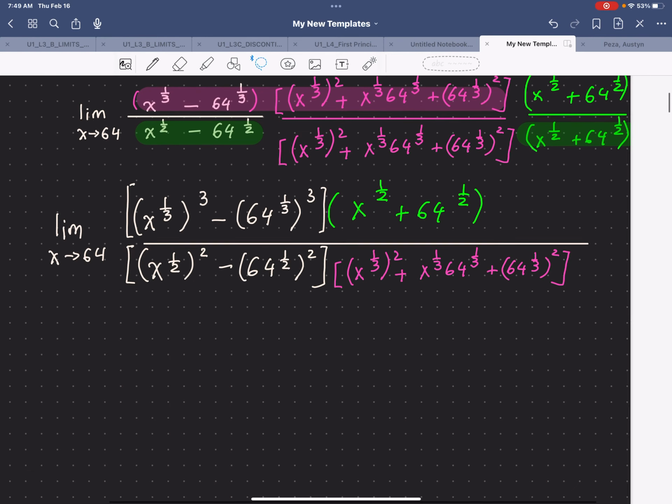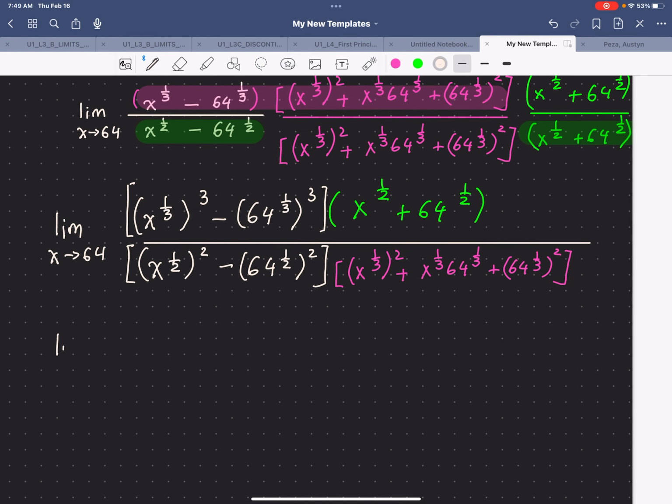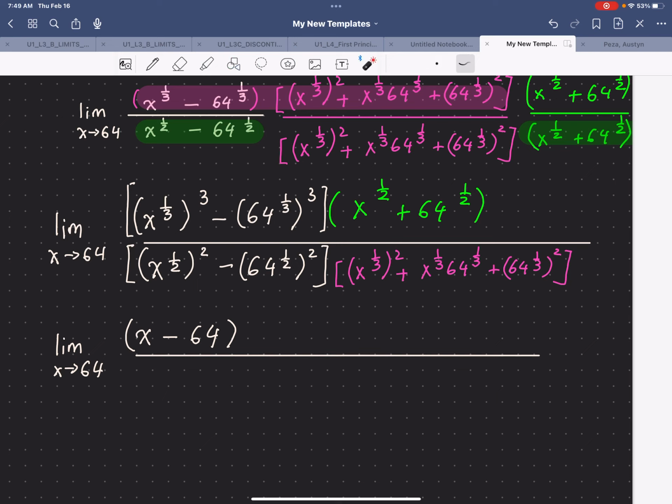Now, let's take a look at what the simplified expression would look like. So we have to simplify within each factor. Notice how the 3 and the 3 here will divide to 1. That would leave x to the power of 1. And then similarly, 3 and 3 will divide to 1, which will give 64. So x minus 64 is one of the factors. And in the denominator, we'll have, again, x to the power 1 over 2 squared, so that's x. And then 64 to the power 1 over 2 squared is 64.